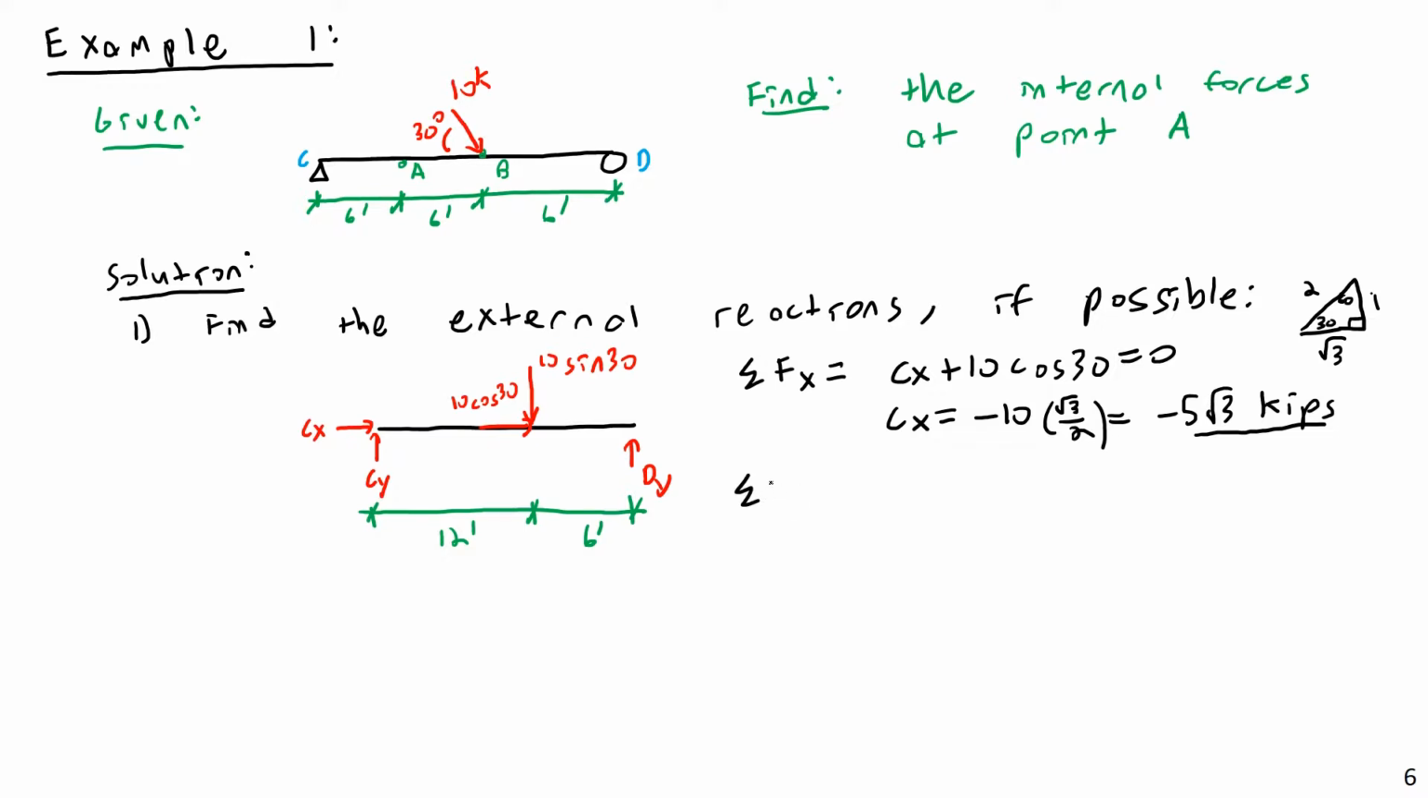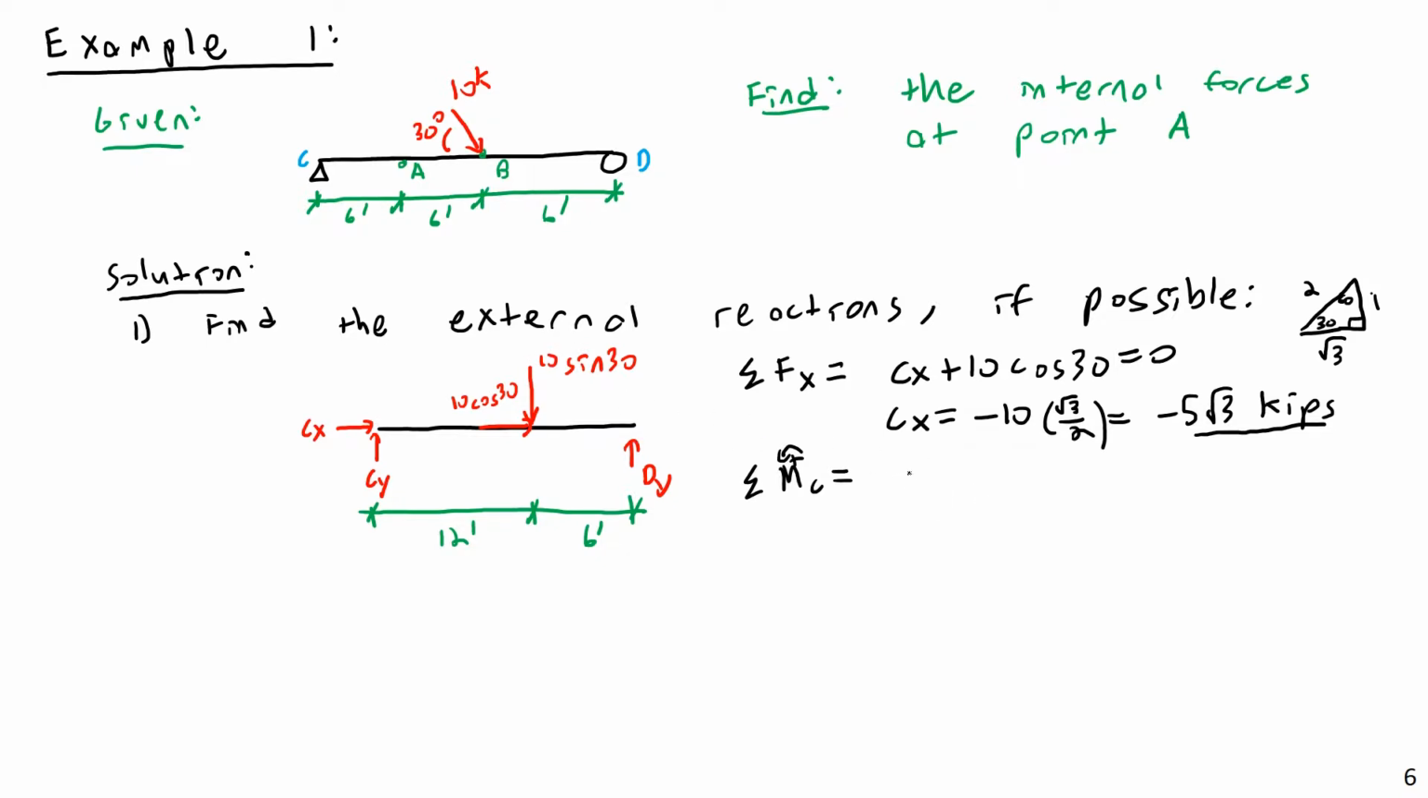Then summation of forces in the y direction. Well, I can't do that yet, because I would have two unknowns in that equation, so that wouldn't necessarily work out. So instead, I'm going to do a summation of moments about point C. If I do that, the two horizontal components and Cy will not generate any moment, because their lines of action all pass through point C. But I will have this downward component and Dy.